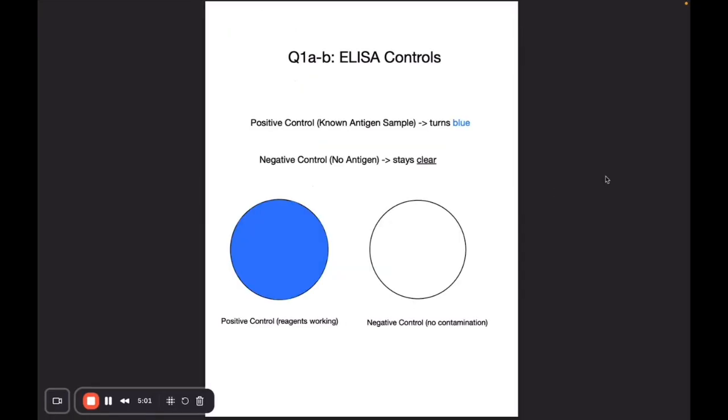Now let's talk about an important part of every ELISA, which is the controls. For the positive control, we'd add a sample that contains a known amount of the viral antigen. This well should definitely turn blue, which confirms that all of the reagents and steps in the test are working correctly. For the negative control, we'd use a sample that does not contain the antigen. This well should stay clear, showing that there's no contamination or nonspecific binding happening in the assay. Together, these controls help make sure the test results are accurate and reliable.